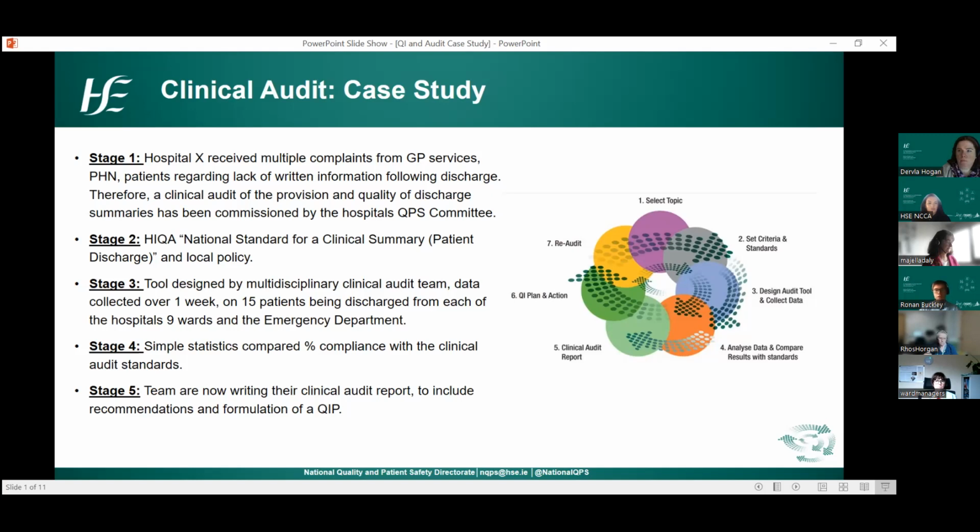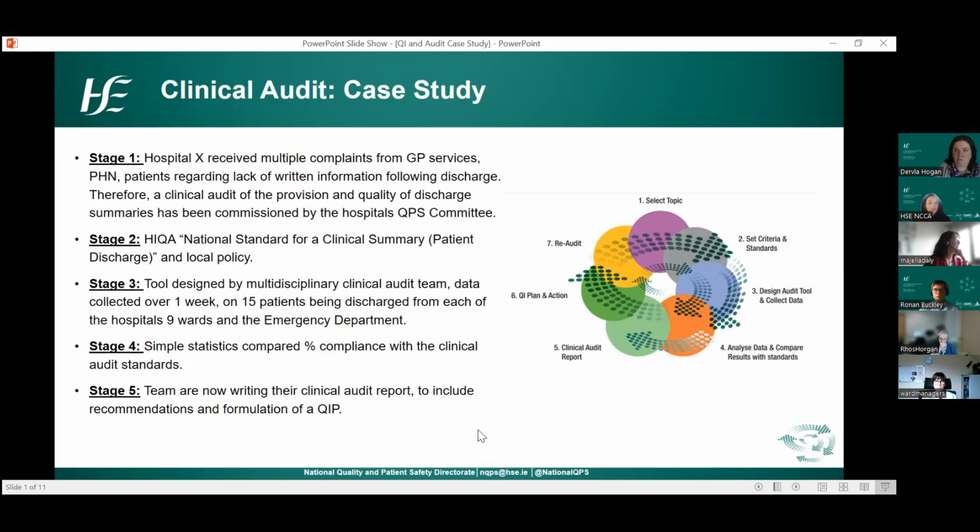And then stage 4, they just did very simple statistics on the data that they had collected to figure out what was the % compliance with the standards that they had selected. So now we're after zooming through all that and we're on stage 5, the clinical audit report. So the team are sitting down now to write their clinical audit report to include the recommendations, and they're going to try and formulate a quality improvement plan.